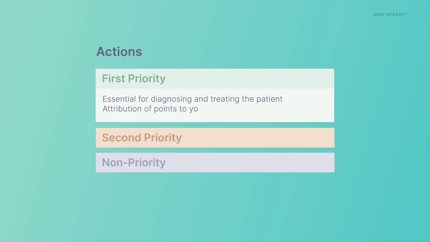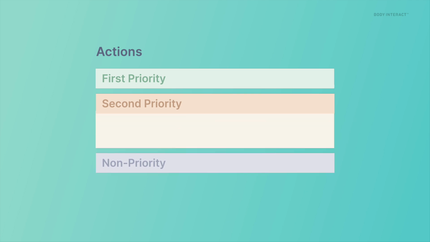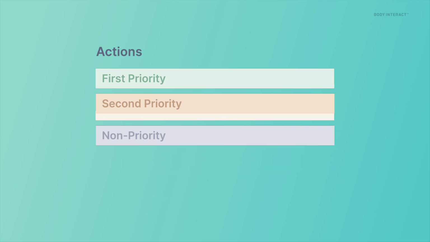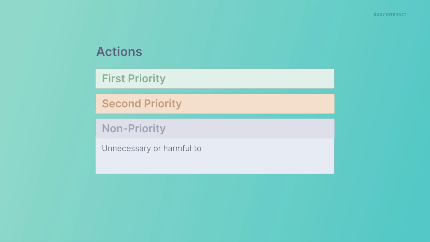First, priority actions. These are essential for diagnosing and treating the patient, and they will attribute points to your final score. Second, secondary actions. These actions are complementary but not essential. They do not add or subtract points from your score. Third, non-priority actions. These actions are unnecessary or harmful to the patient and will result in penalties to your score.